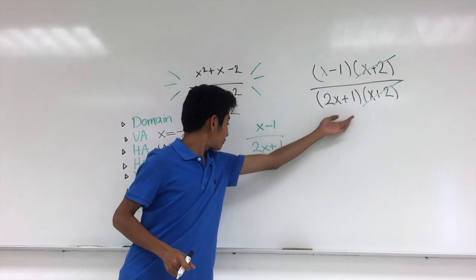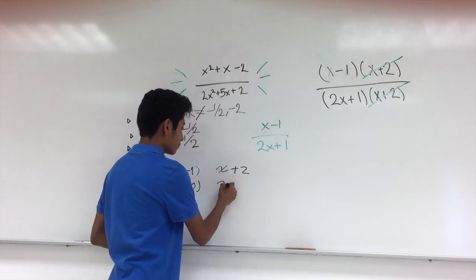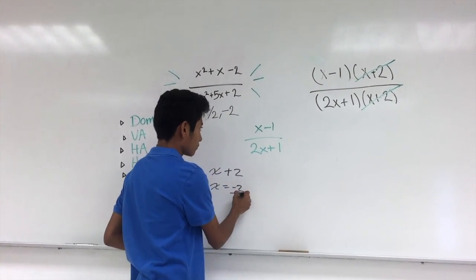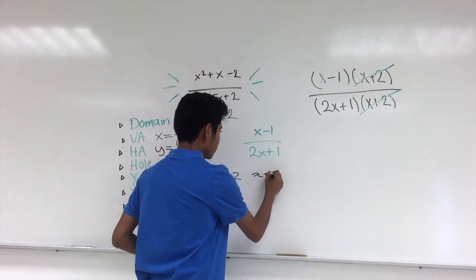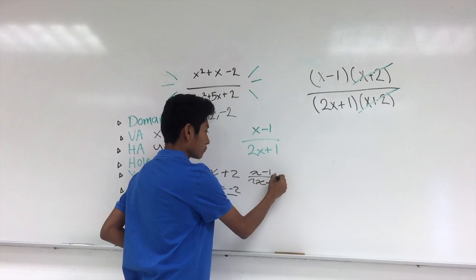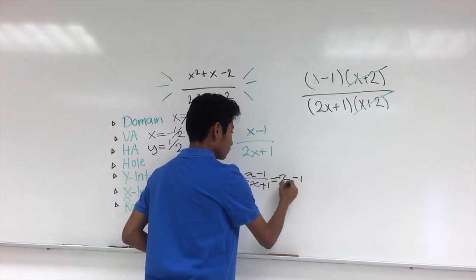Step 7. We can find the hole by finding the x value of the cancelled factor, and then evaluating that value in the new simplified equation, which is going to give us a coordinate.